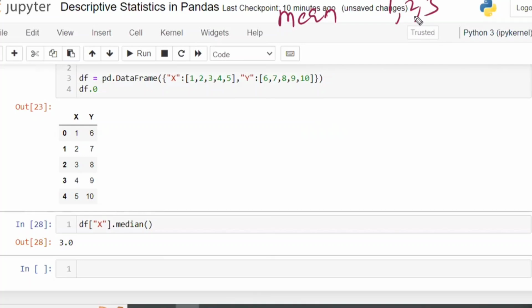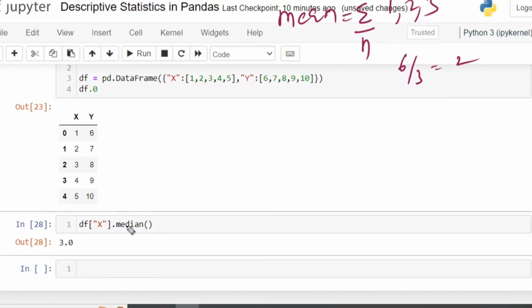For 1, 2, 3 also the mean is possible, right? 1 plus 2 plus 3 is 6, and 6 divided by 3 is nothing but 2. What is the meaning of mean? It is summation divided by n. So in my notes, I will write the formula, the theory, and the calculation, and at the same time I will write the code in pandas. Simultaneously, I will do everything for a small example.